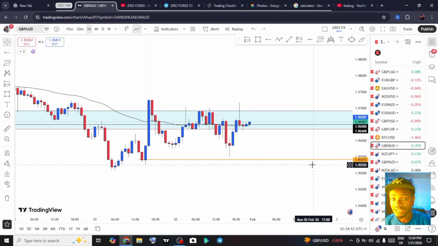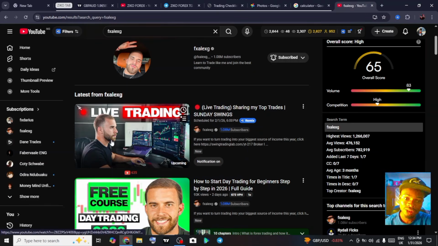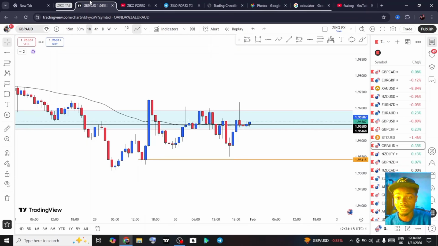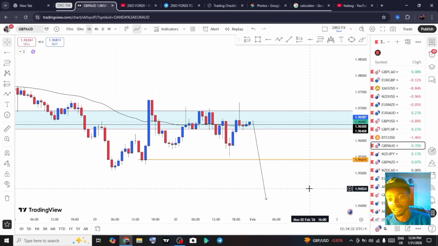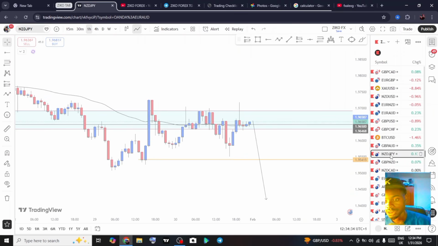This kind of pair, Alex might be interested in taking, so I'm just calling them out. He might actually be interested in taking this pair, but me personally, I don't like those kinds of setups, right? Because it's a little bit risky to take them. So GBP AUD, I'm expecting the market to continue selling, but I am not interested in taking that pair.